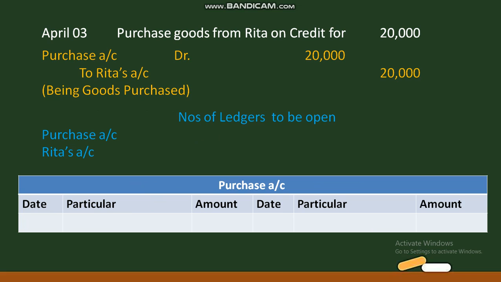Before starting this, we must be aware of the format. Here we have the purchase account, and you have to write date, then particulars, then amount. Again all these three heads repeat on the right hand side: date, particulars and amount. The left hand side is called the debit side and the right hand side is called the credit side.